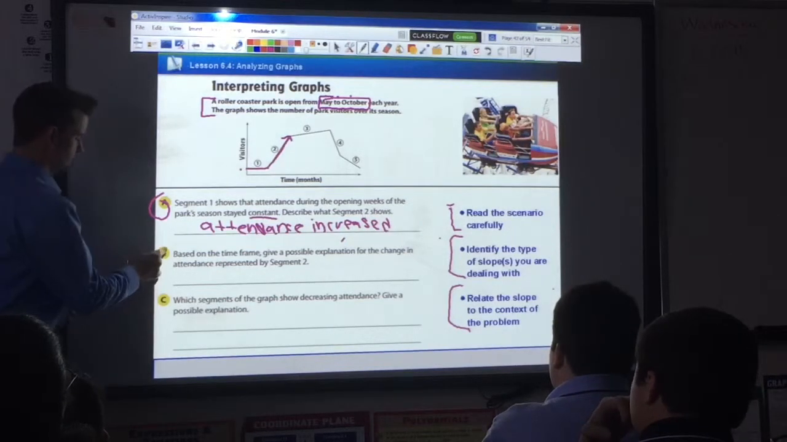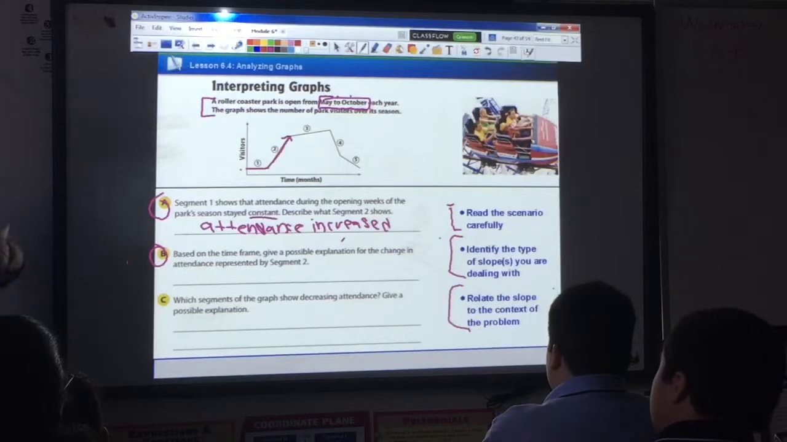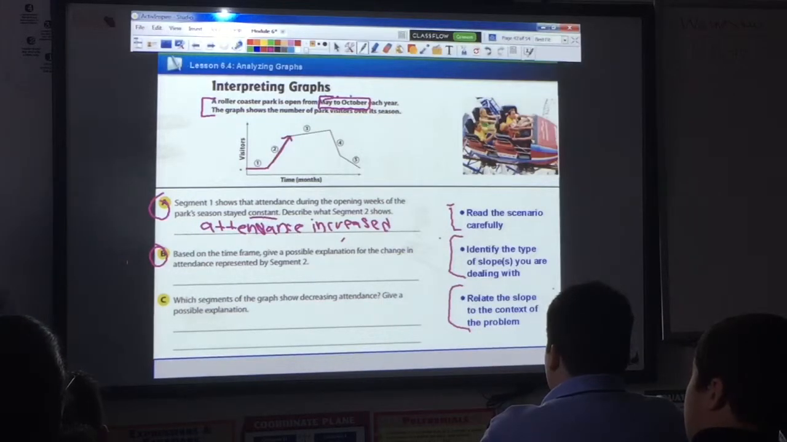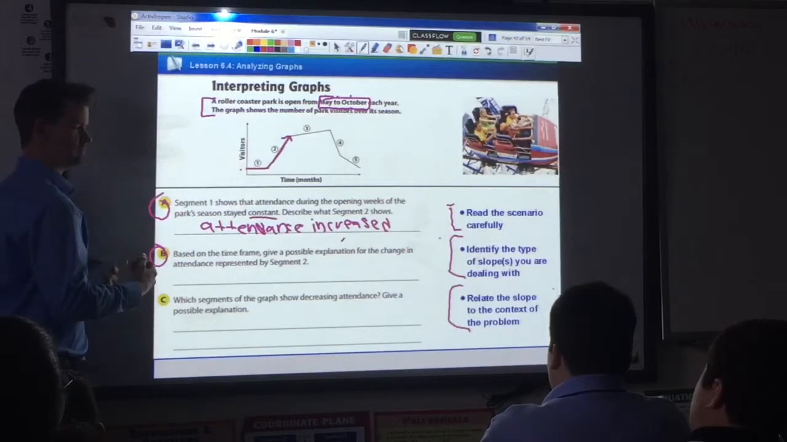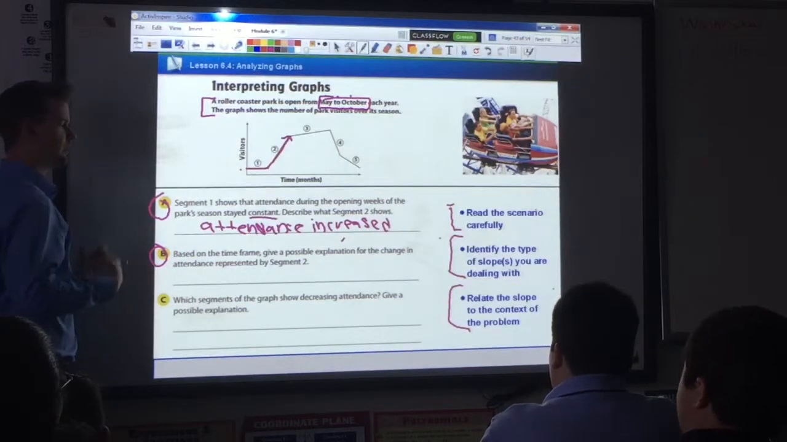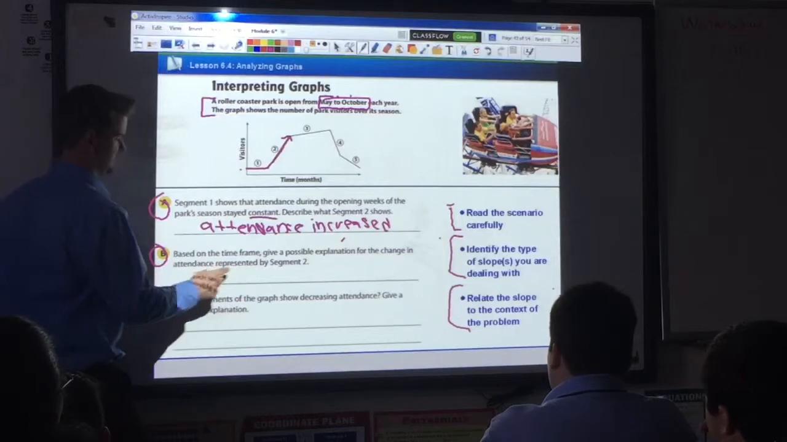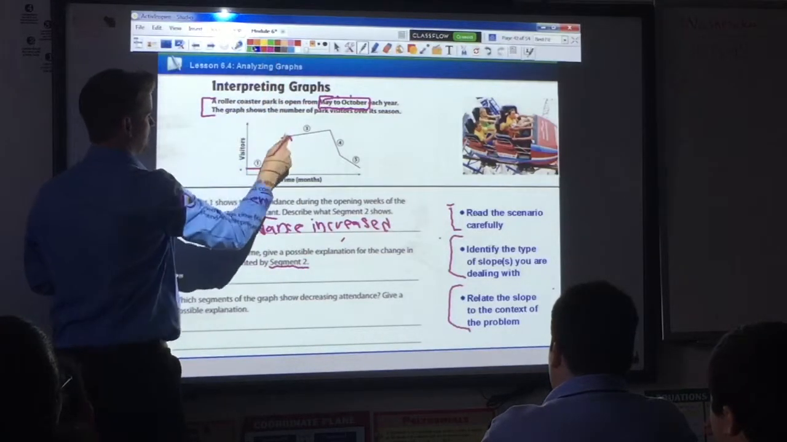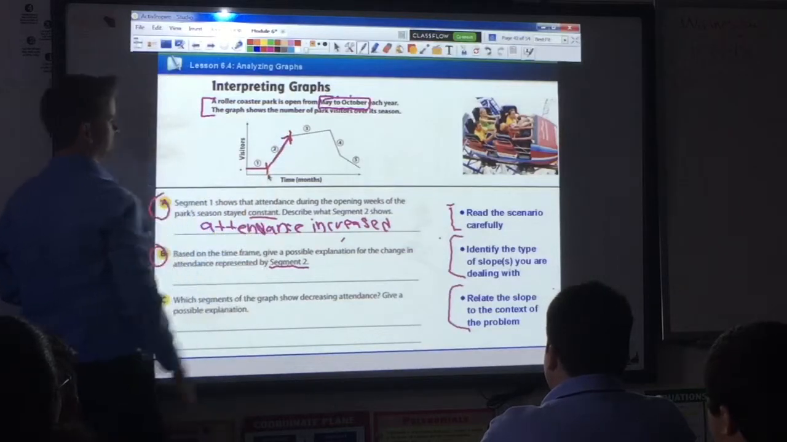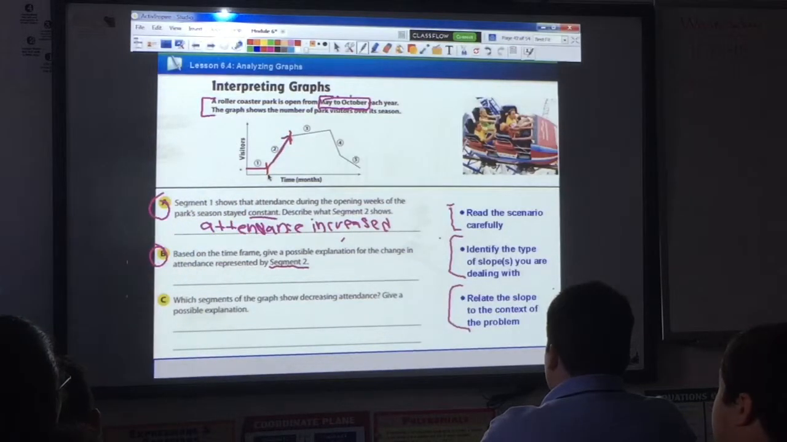Okay, so we go to part B now. We try to get a little more involved in this situation. Based on the time frame, give a possible explanation for the change in attendance represented by segment 2. There's more than one correct answer. So what we're looking at here is why the attendance would increase in segment 2. Matthew, do you care to venture a guess as to why the attendance might increase right there?